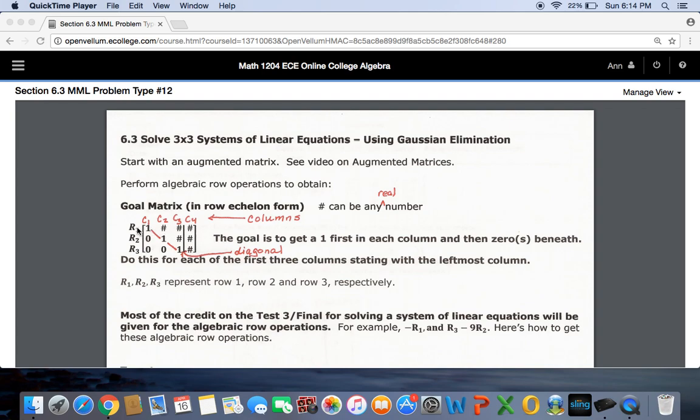I've got the rows and the columns labeled appropriately. R sub 1 is row 1, R sub 2 is row 2, R sub 3 is row 3. And then I've done that for the columns as well. The goal is to get 1 in the column first, and then zeros beneath it. And then go column by column, starting with the leftmost column.